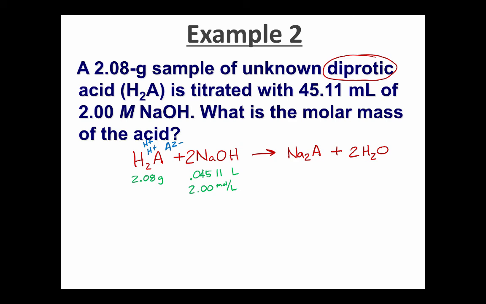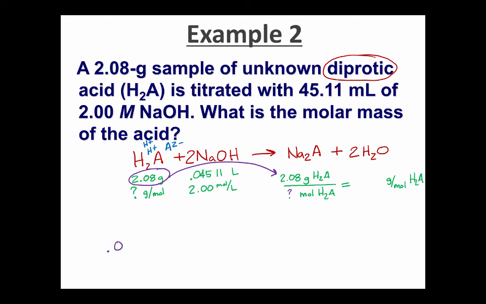Finally, let's write down the units we're looking for, and that is the molar mass of H2A in grams per mole. So we're looking for a molar mass, which is in grams of H2A divided by the moles of H2A. And if we can do this calculation, we'll have the molar mass. And look, I've already got the grams of H2A. So all I need to find out is the moles of H2A.